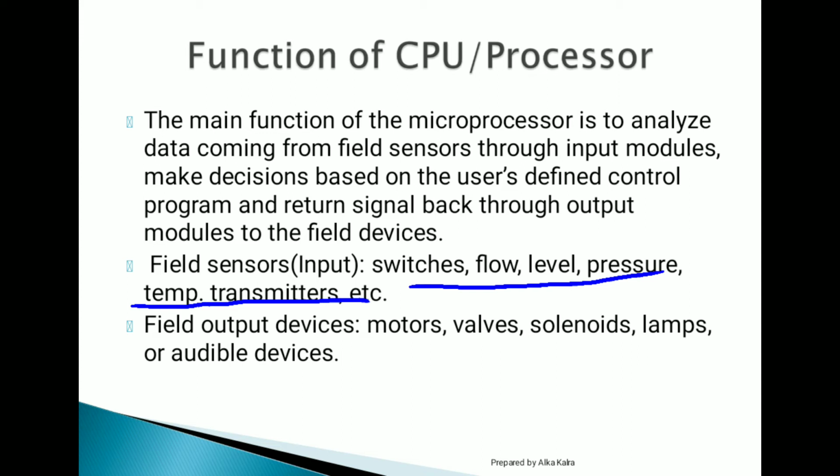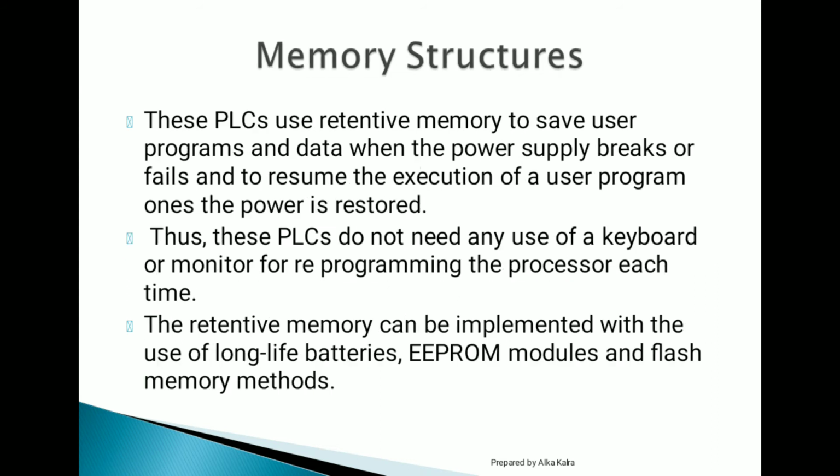It executes the control program written by the user and returns signals back through the output modules to the field devices. The output field devices can be a motor, a valve through which you want to control a liquid, solenoid, lamps, or audible devices. Any type of device can be at the output, so that it can be controlled. The CPU module has a processor and the memories.